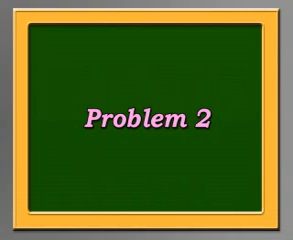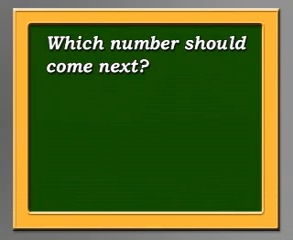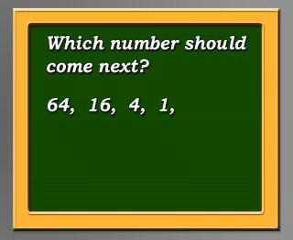Problem number 2. Which number should come next? 64, 16, 4, 1. Let's look at the first two numbers, 64 and 16. Can you see any relationship?